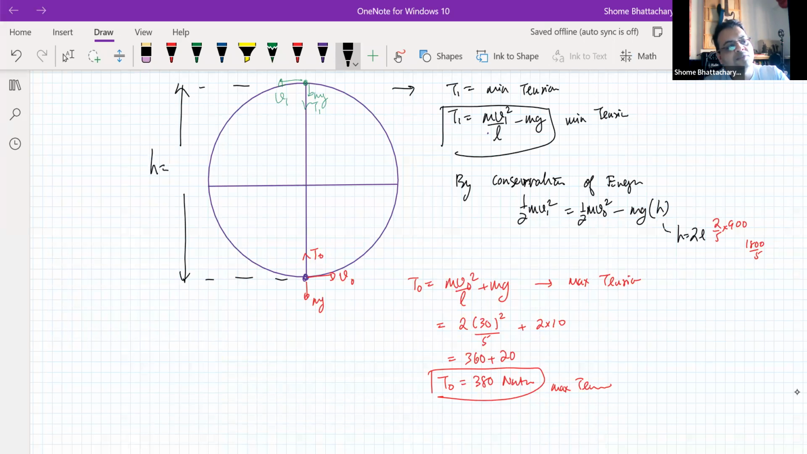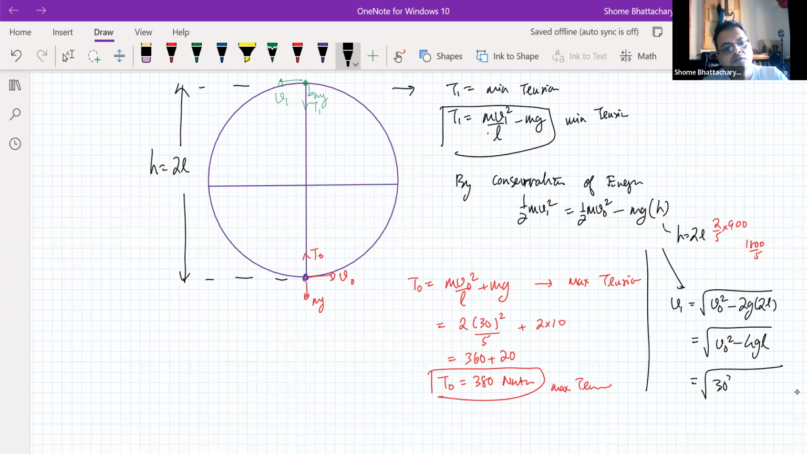So vertical displacement or height of twice the length. Using this equation, we can see that V1 will be square root of V0 square minus 2G into 2L, so square root of V0 square minus 4GL. Let's work out how much that is. 30 square minus 4 into 10 into 5, so square root of 900 minus 200. So 10 root 7 will be the speed at the highest point.